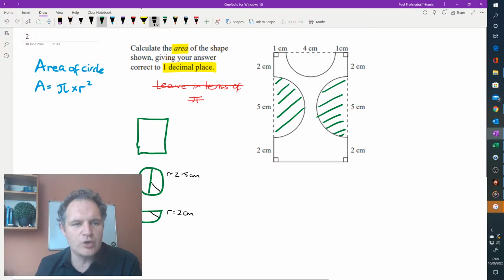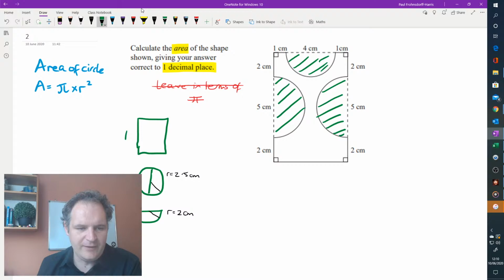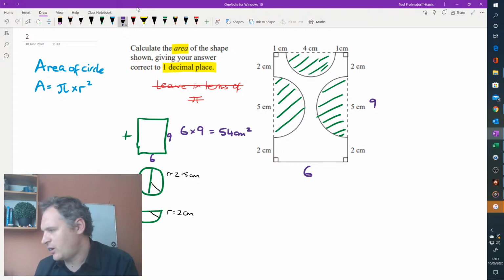Now, hopefully you can all agree that to find the area of the shape shown, because the dotted line means that those bits are missing, what we're going to need to do is find this area and take off the cut out bits. So let's work it out one step at a time. The big bit: 1 and 4 and 1 is 6. 2 and 5 and 2 is 9. So I think we've got 6 times 9 is 54 centimetres squared. I'm sure if anyone's not clear on anything, they will ask.